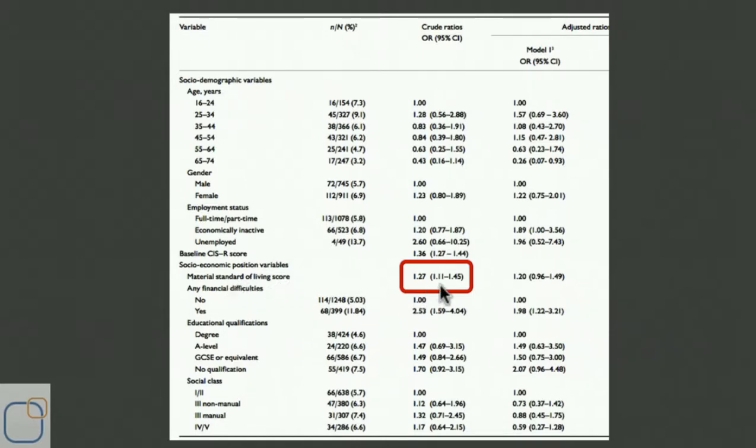So what is the reported result? 1.27 is the crude OR. And is it significant? Yes. The crude value is significant. The confidence interval is between 1.11 and 1.45. Because both the lower and upper limits of the confidence interval are above 1, this is a significant result. What happens after adjustment? This is the adjusted result. You see the result is 1.20 now, but it loses its significance. The confidence interval limits become 0.96 to 1.49. So the lower limit is less than 1, the upper limit is higher than 1. This indicates significance is lost.